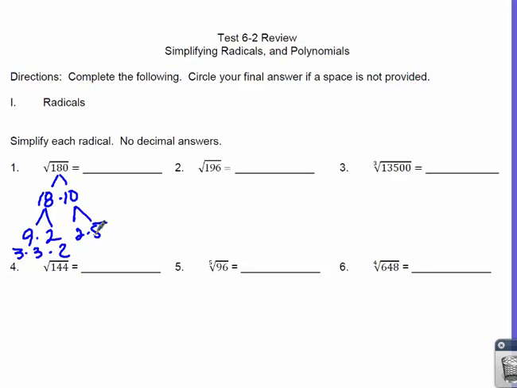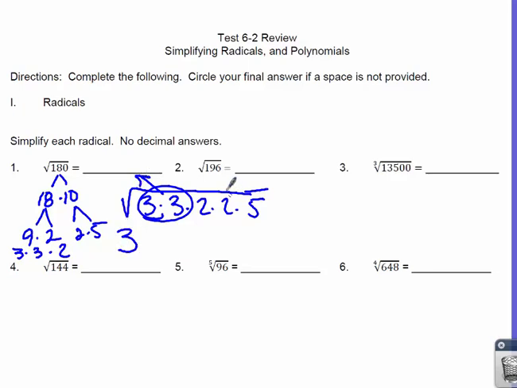Now for a square root, what we're looking for is when we have that radical where we would have the 2 3s, the 2 2s, and the 5, we're looking for 2 of a kinds. And if there's a 2 of a kind inside the radical, if you remember correctly, it will jump out. So that means I'll have a single 3 on the outside. I also have a single 2 on the outside, okay, because there's another 2 that will jump out. Now that 5 doesn't have a friend that can jump out with, so we leave the 5 underneath.